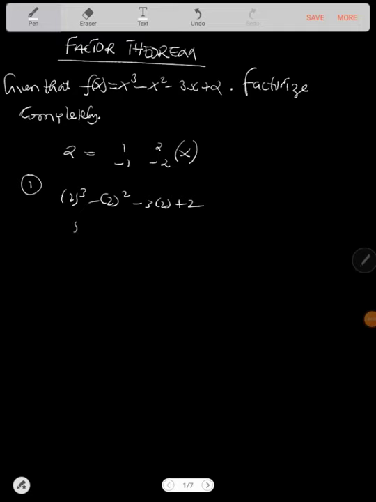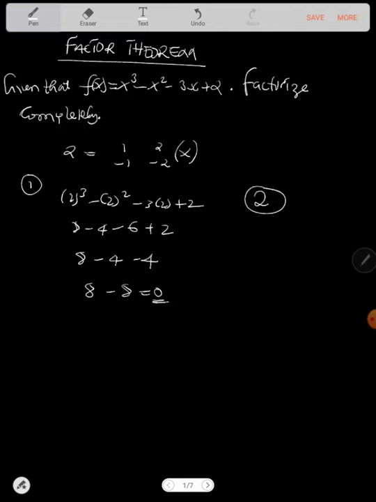Then which is 8 minus 4 minus 6 plus 2. This is 8 minus 4. What you get here is what? This is just negative 4. Now 8, negative 4 minus 4, you get negative 8. This is going to give you 0. So you can see that 2 is a factor.